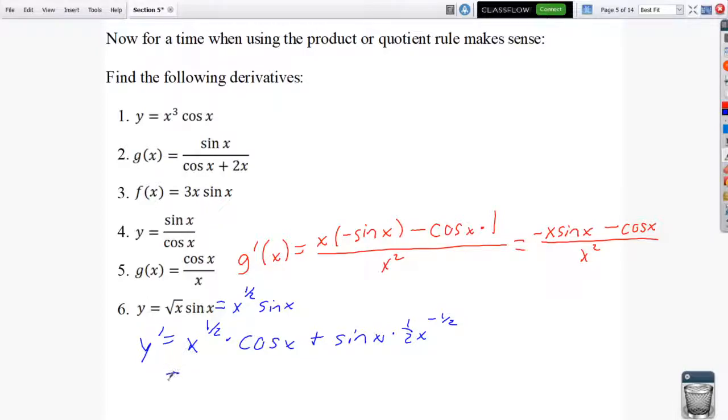And personally, I just think it looks so much better if I write this as square root of x cosine of x, reconverting that rational exponent into a radical, plus I put sine x in the numerator.